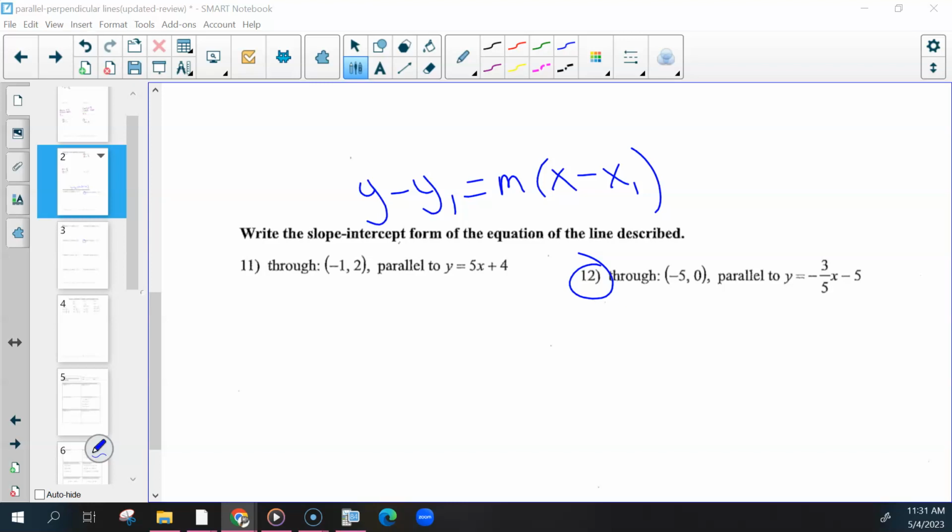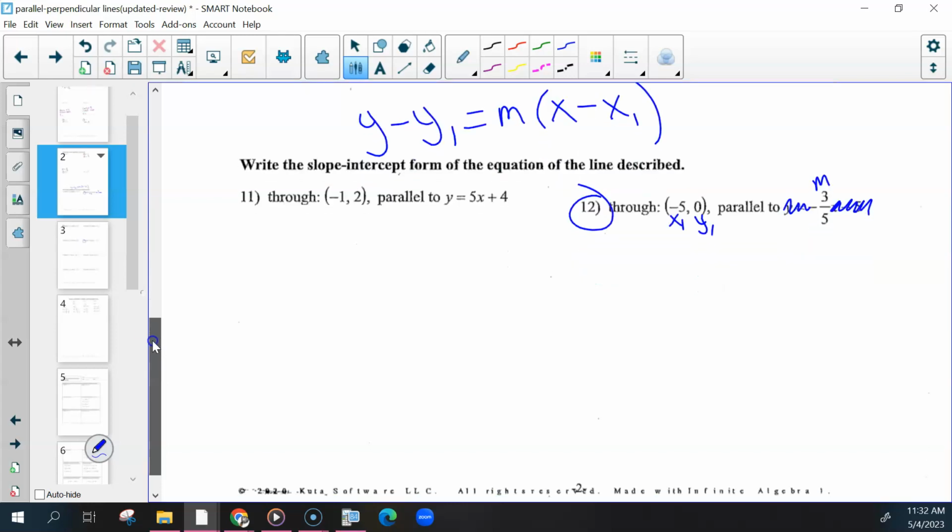Okay, so for 12, if this is parallel, the slope is going to be the same. We're going to use this same slope, negative 3 over 5. The rest of that equation doesn't matter, so you can cross it out if you want, or just know that you're ignoring it. The ordered pair that you're given is your x1, y1. So now you have all the things you need to use this equation.